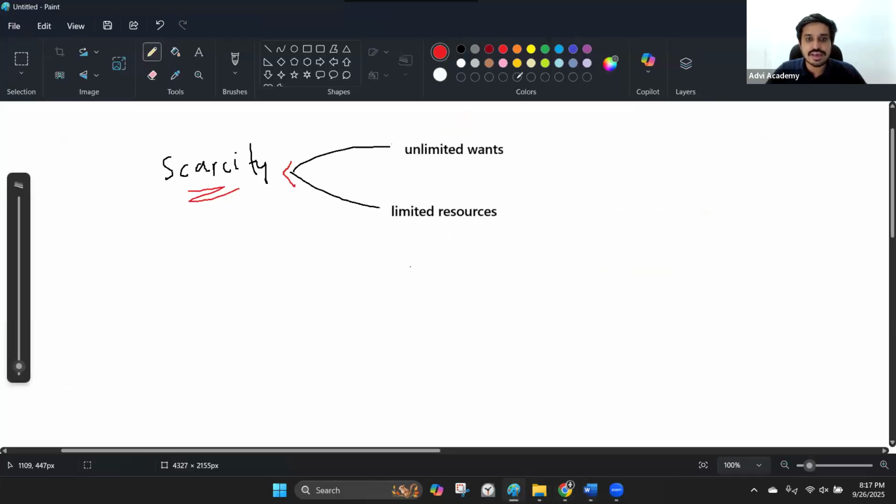So the next question: will scarcity ever have a solution? Do either of these ever have solutions? Unlimited wants will never have a solution because people are always greedy. And if you really want to limit unlimited wants, you have to become Thanos. In Marvel, he comes and snaps his fingers, and half the universe's population dies. Basically, we can say Thanos was actually an economist, somebody who talked about scarcity and wanted to end scarcity in the world.